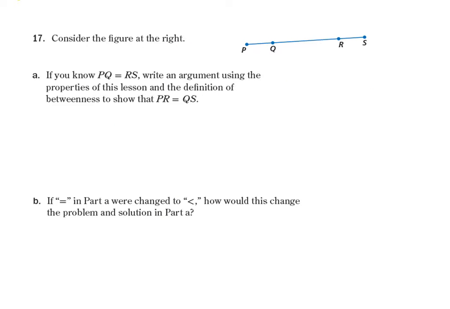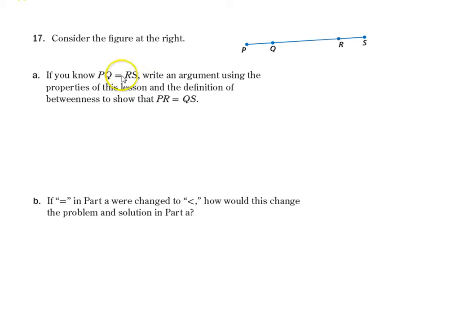And our last one, number 17, also from 3-4. We're going to consider this figure at the right where we have a line with 4 points on it, P, Q, R, and S. And let's say that we know that PQ is equal to RS. So this distance right here is the same as this distance right here. They're the same because we know that.